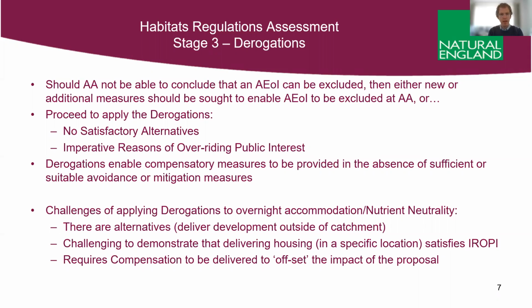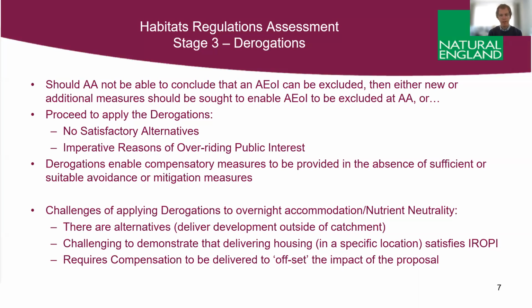It's also quite challenging to make the imperative reasons of overriding public interest argument. These derogations really are more for large schemes that cannot possibly be located somewhere else. An example I've used before would be something like a coastal defence or flood defence scheme, which has to be in a particular place in order to defend the areas that require defence from that flooding. But what the derogations do enable is compensatory measures to be provided in the absence of sufficient or suitable mitigation measures. Again, highlight that the compensation still needs to be provided. So there's no shortcut here. In fact, compensation is likely to be more onerous than mitigation.